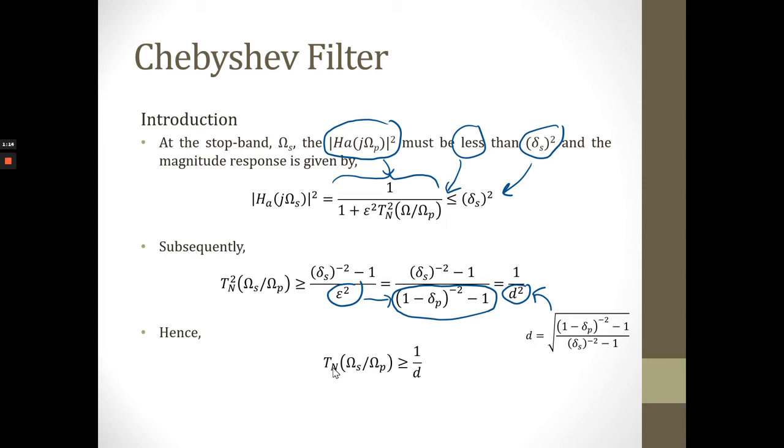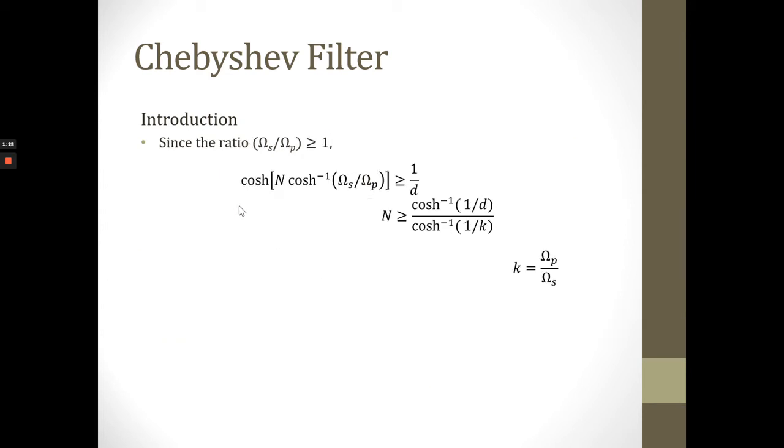Therefore, the Chebyshev polynomial T_N must be larger than or equal to 1 over d, the discrimination factor. Since the ratio of the stop band edge to the pass band edge, Ω_s over Ω_p, is larger than or equal to 1, based on this function of cosh and inverse cosh, it must be larger than or equal to 1 over d, the discrimination factor.